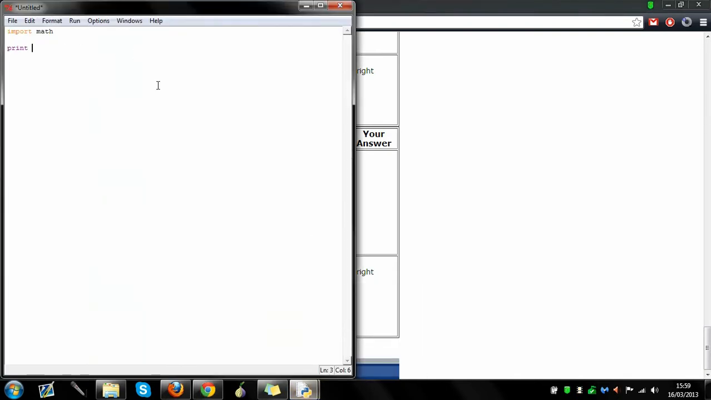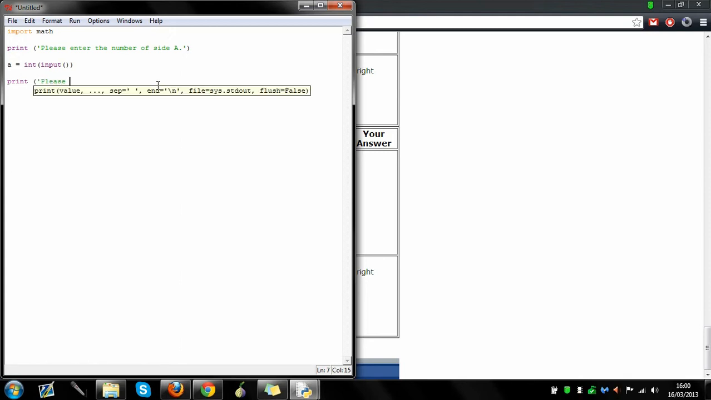So print, open brackets, "please enter the number of side A". And then you're going to do A equals int, open brackets, input. Now, capital letter, print, "please enter the number of side B". B equals int, input, and then close that off.